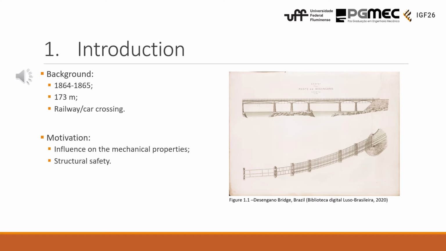So this bridge was built in Brazil between the years of 1864-1865. It has 173 meters and it binds two different cities. It was initially built as a railway bridge, but nowadays with the high amount of cars that we use, the bridge suffered some modifications and today it is also used as a car crossing bridge.